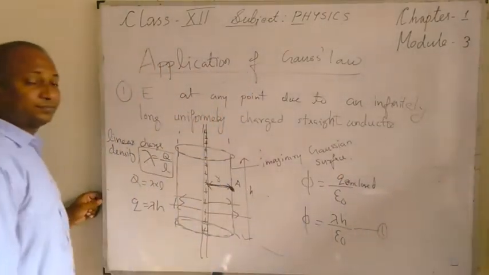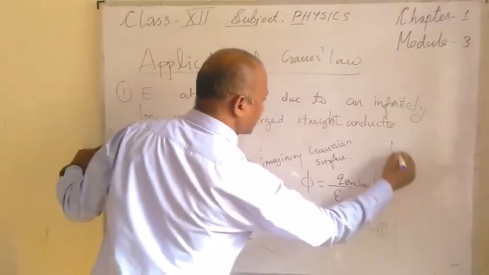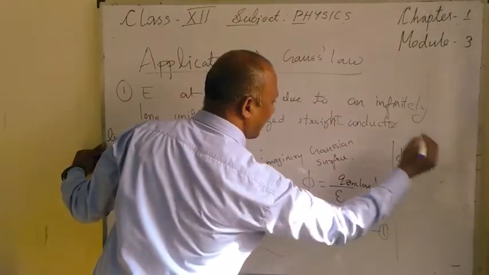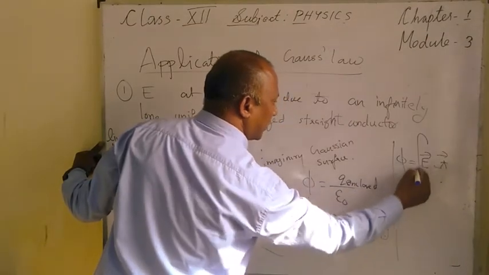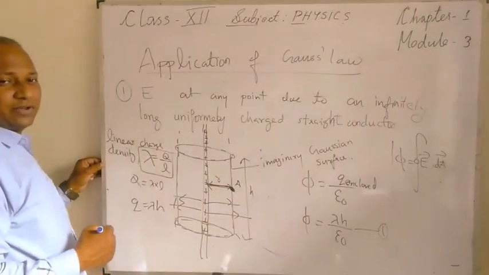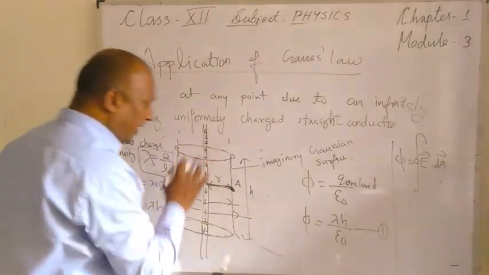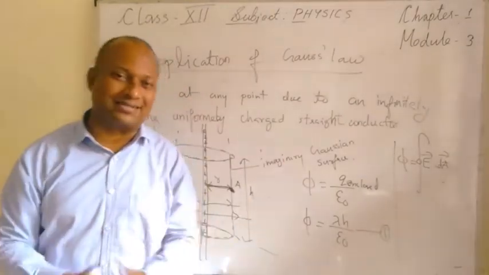Equation number 1. But by the definition, flux is equal to how much? E dot A, or in integral form, integral E dot dA over a closed surface. And here are 3 surfaces which make this total cylinder.